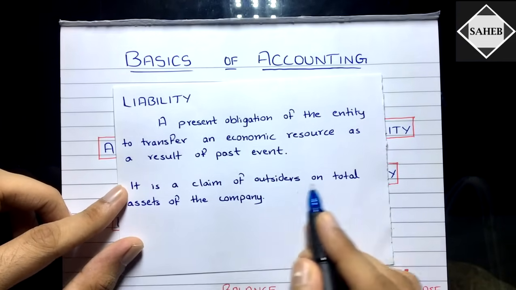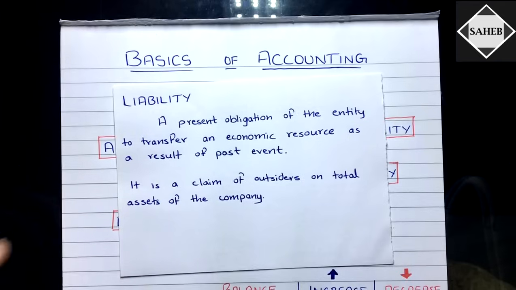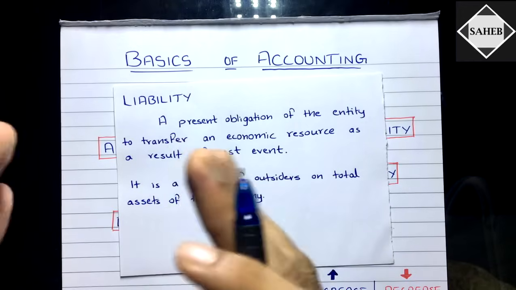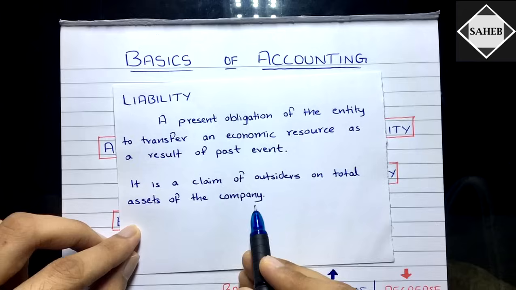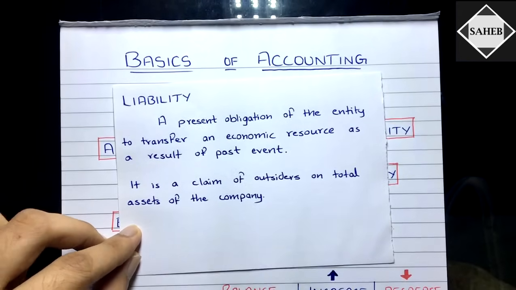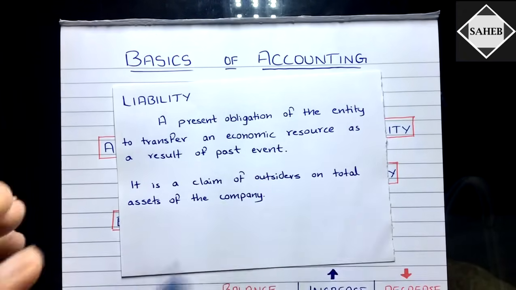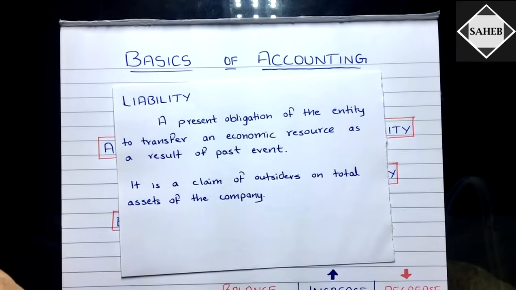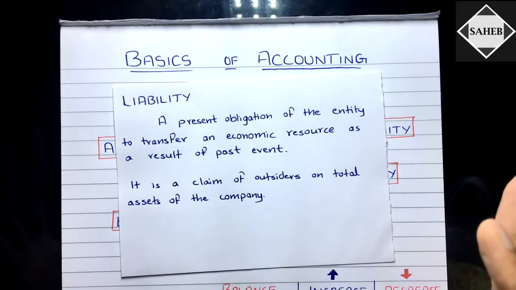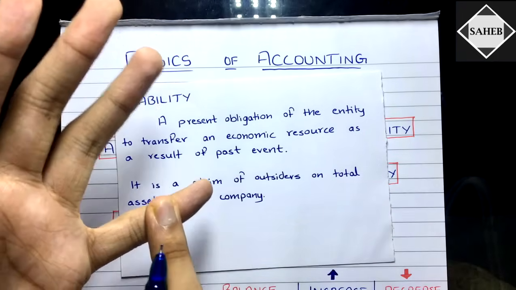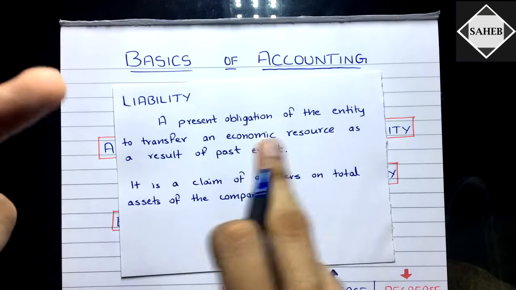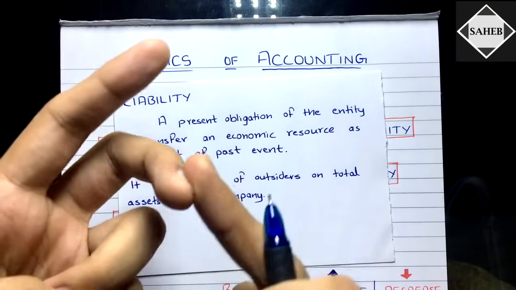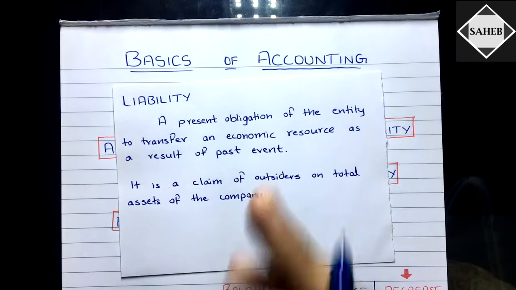It is a claim of outsiders on total assets of the company. If you owe money to your supplier, then that supplier, that creditor, will have a claim on the total assets of the company. So that's what a liability is. It's just a financial obligation of the entity to transfer an economic resource as a result of past event. You purchase goods on credit, you didn't pay the money, so now you have to pay. That's an obligation. What you have to pay is cash, an economic resource, something you have to give or do as a result of a past event. The past event is you purchasing the goods. Clear? So that's what a liability is.